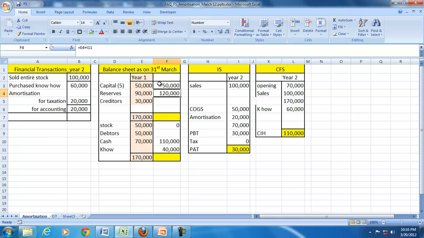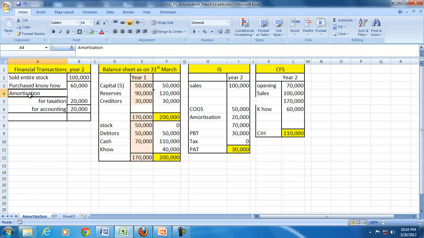No change in the capital, no change in the creditor, and no change in the debtor. So therefore the total of assets will be 200,000.